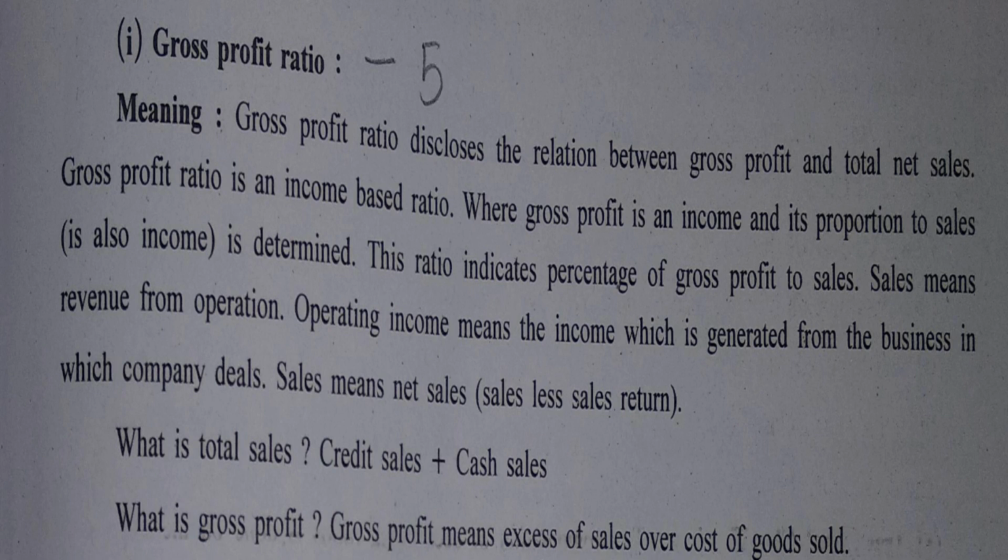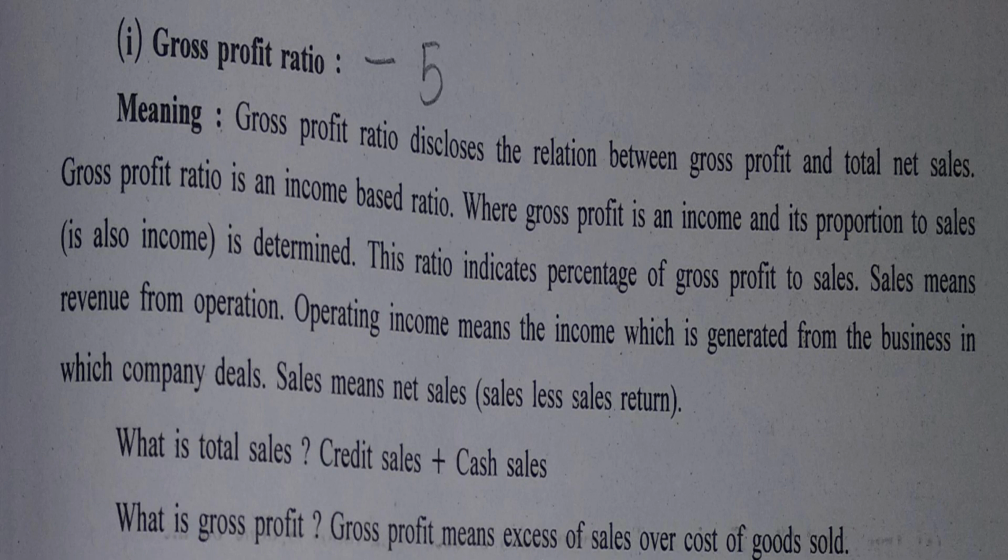Yes? Gross profit ratio is an income-based ratio. When gross profit is an income, its proportion to sales is determined. This ratio indicates percentage of gross profit to sales. Of course, gross profit is related with sales. Sales is what? The goods that you sell. Obviously, that is ultimately the profit that you make. Yes? Sales means revenue from operation, income from operation. Operating income means the income which is generated from the business in which the company deals.